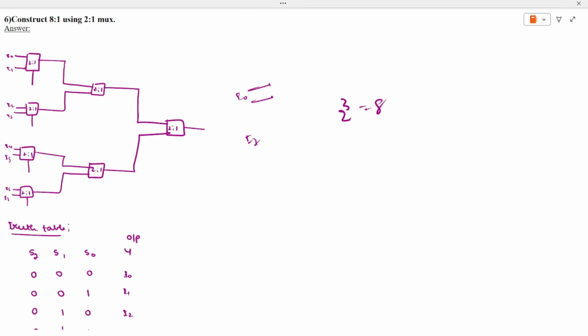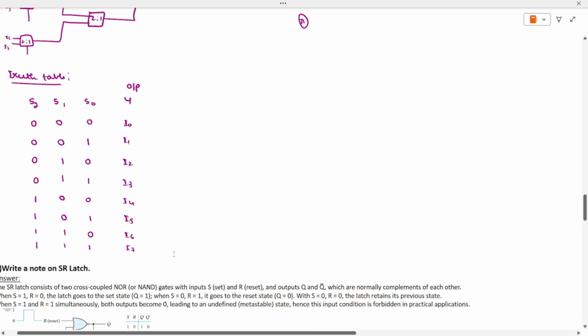I0 to I7, and you will add 2:1 muxes: one 2:1 mux, another 2:1 mux, another 2:1 mux. Then you will add that, and again you will have a 2:1 mux, and again one more. This will be the output. Next, in the same way, you have to draw the truth table.